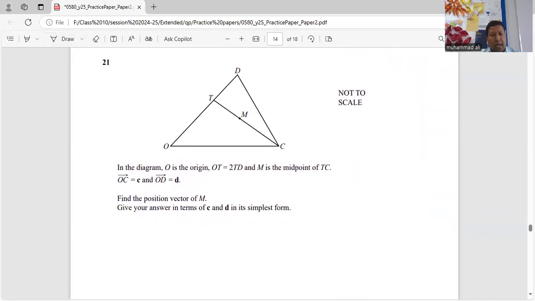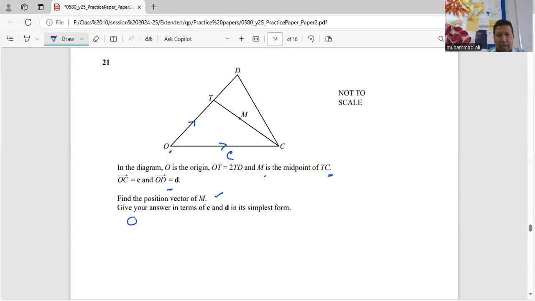Number 21. In the diagram, O is the origin. OT equals 2 TD, and M is the midpoint of TC. OC vector equals C vector, and OD vector equals D vector. Find the position vector of M. Give your answer in terms of C and D in its simplest form.